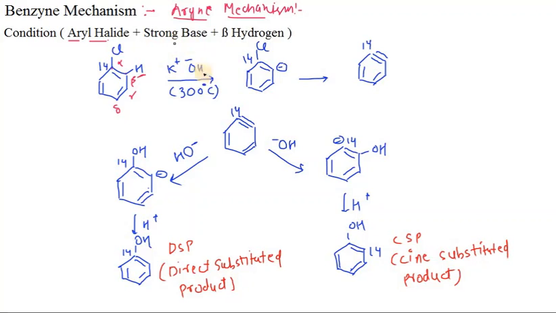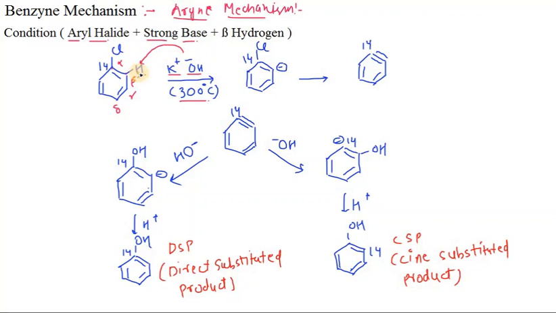So if we talk about KOH, we know it is a strong base. When there is a strong base, the temperature should be very high, around 300 degrees. Now what happens in that case? The OH minus takes a proton, because OH minus is a strong base. So we need a strong base over here.